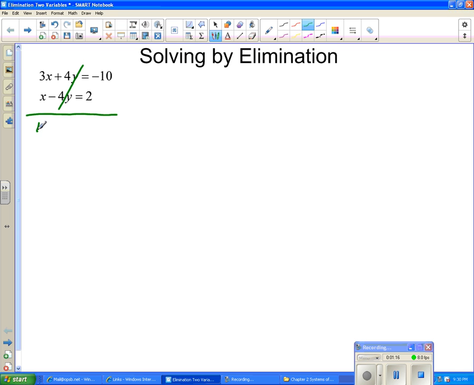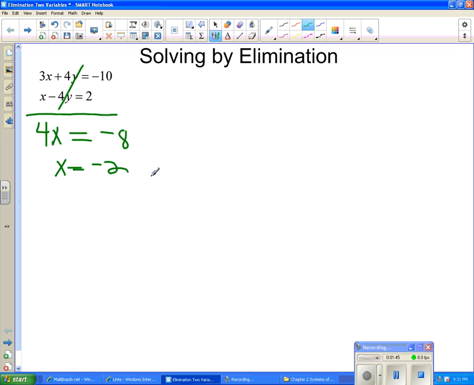So I have 4x, because 3x plus 1x is 4x, equals negative 10 plus 2, which is negative 8. Now I have an equation that just has an x in it, and I can solve it for x. I divide both sides by 4, so I get x equals negative 2. As you can already tell, the elimination method is a little faster than the substitution method. So already I've solved for a variable. I know that x is negative 2.